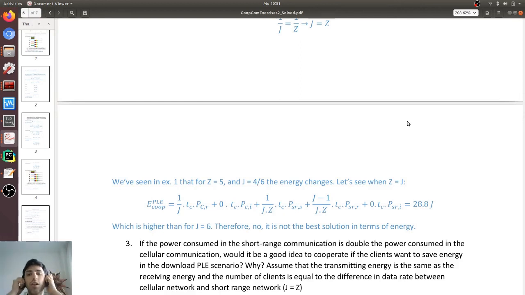Okay, so let's now go to the third exercise. If the power consumed in the short-range communication is double the power consumed in the cellular communication, would it be a good idea to cooperate if the clients want to save energy in the download parallel local exchange scenario? Why? Then assume that the transmitting energy is the same as the receiving energy, and the number of clients is equal to the difference in the data rate between the cellular network and the short-range network.